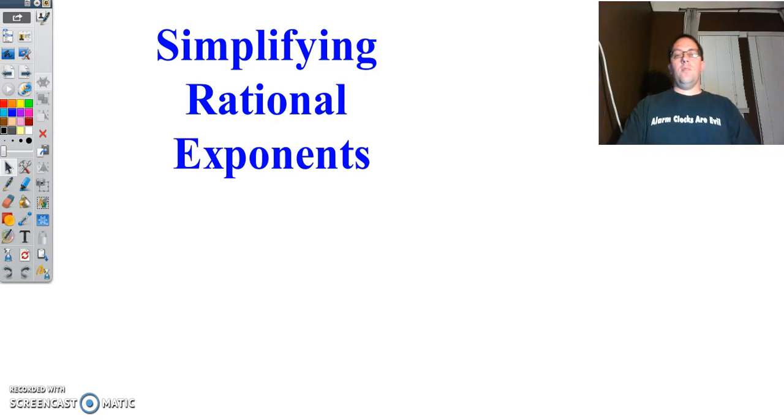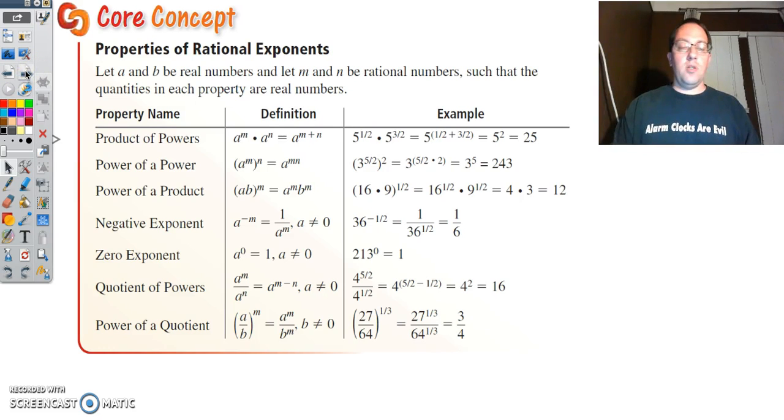Hello class, today what we're going to talk about is simplifying rational exponents. We're going to take some rational expressions that are kind of ugly and make them a little bit simpler, easier to deal with. All right? So to do that, we're going to use these properties here.